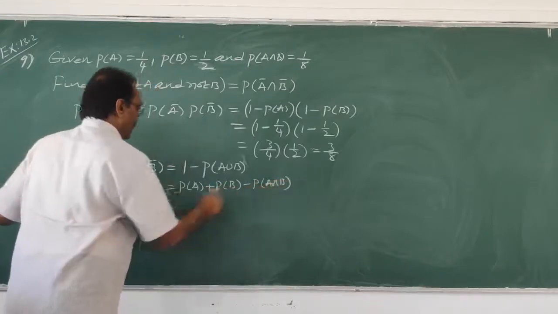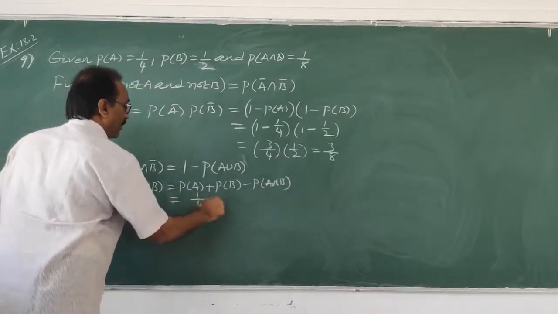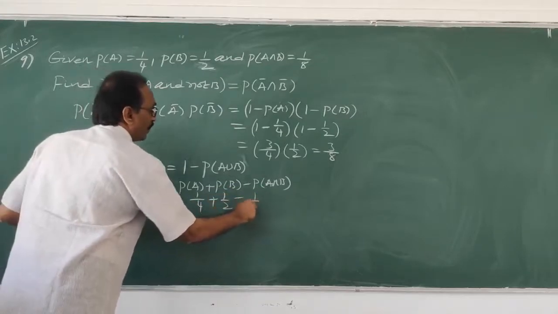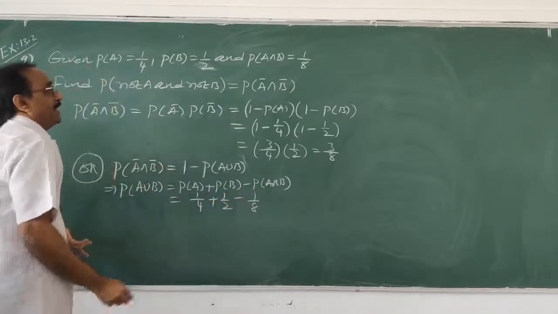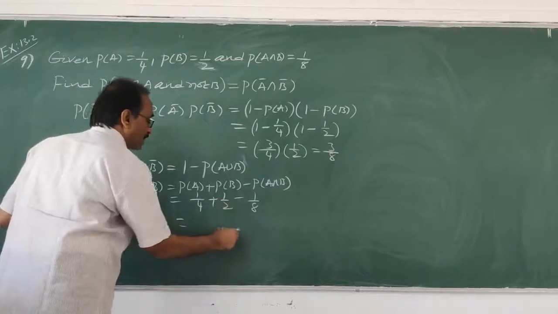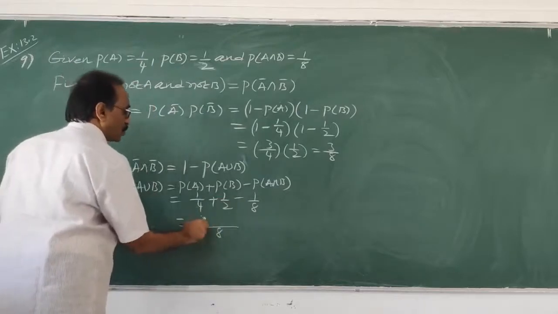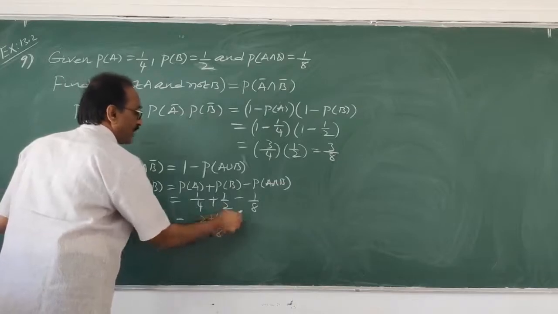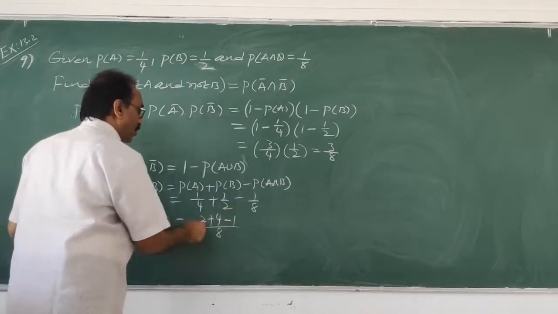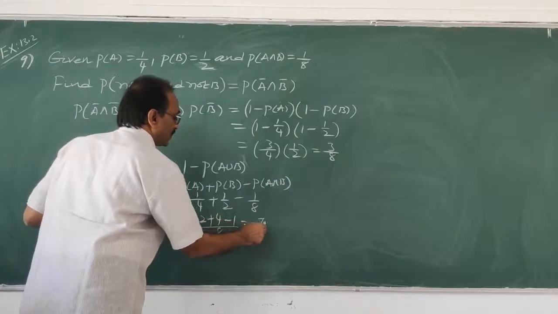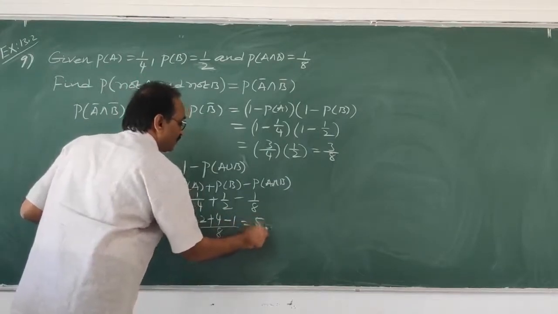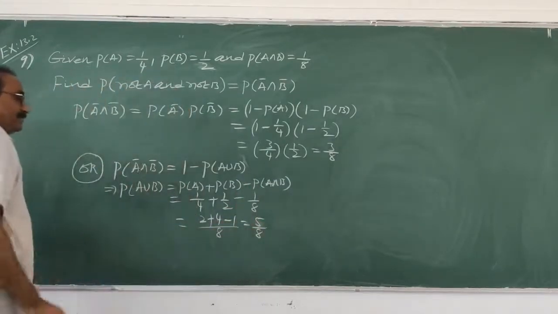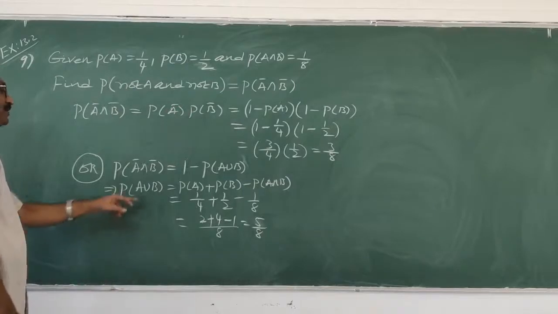What is P of A? 1 by 4. What is P of B? 1 by 2. What is P of A intersection B? 1 by 8. What is the LCM? 8. 4 goes in 8 two times, 2 into 1 is 2. 2 goes in 8 four times, 4 into 1 is 4, minus 1. So 4 plus 2 is 6, 6 minus 1 is 5, so 5 by 8. That is P of A union B.